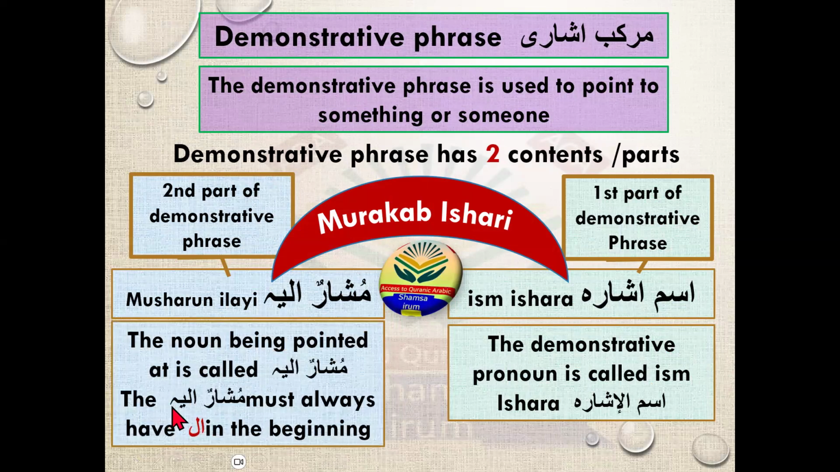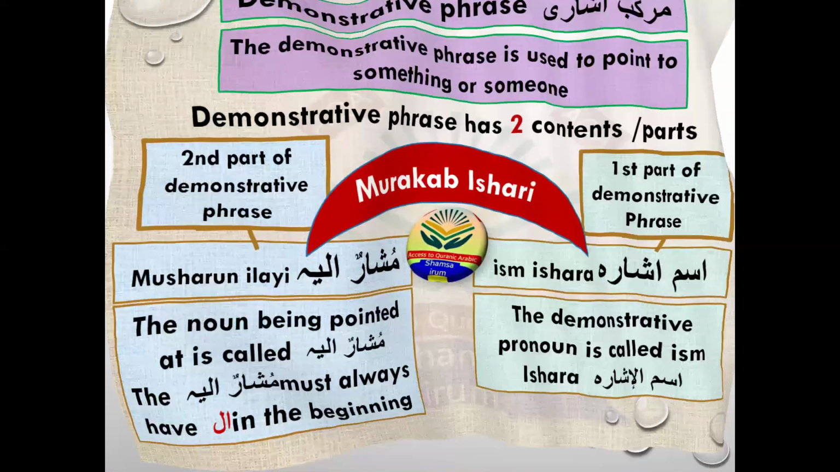And the next line which I'm going to read is the most important line. The musharun ilayh must always have al in the beginning. This is a very important thing that you must write in your notes. Make a big note about it: musharun ilayh must always have al in the beginning. It is compulsory. If there is no al, then it's not musharun ilayh, and if it is not musharun ilayh, then it's not a demonstrative phrase. I will explain with examples, inshallah ta'ala, so you can learn easily.